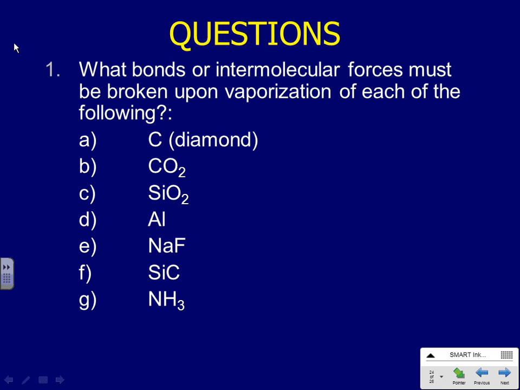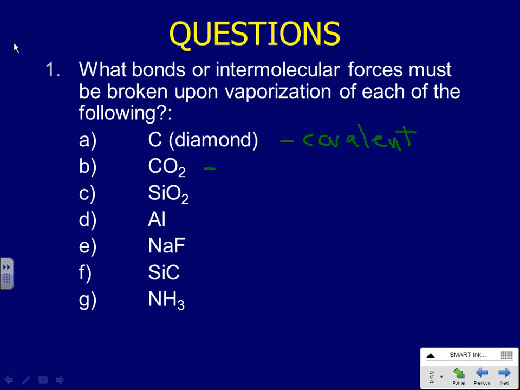I don't think this is worth writing down. These are just the type of questions that you're going to be asked. So it's just giving you a heads up. What bonds or intermolecular forces must be broken upon vaporization? Even though we really can't vaporize diamond, I guess we could, but you'd never get it back. It would never condense back into diamond. What kind of bonds are we breaking when diamond undergoes this type of change? Yeah, it's a covalent bond. It's not an intermolecular bond or an H bond. We're breaking the molecule itself. Covalent.